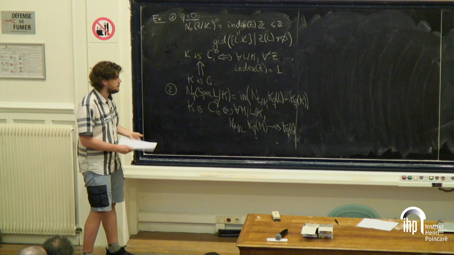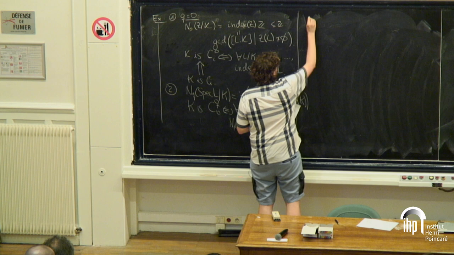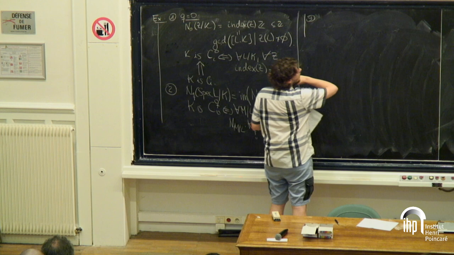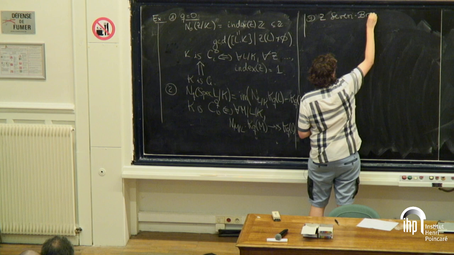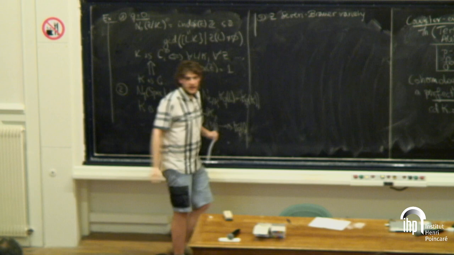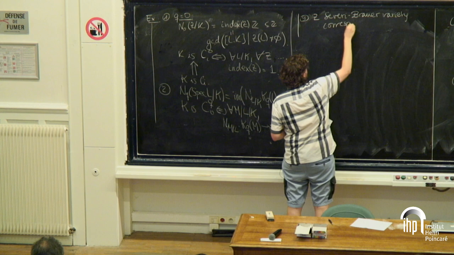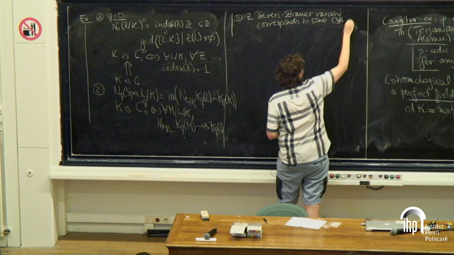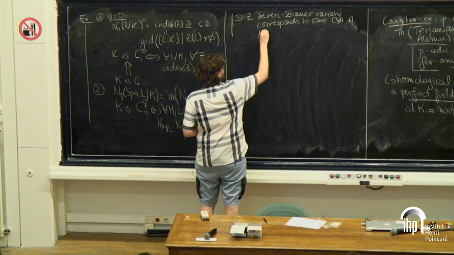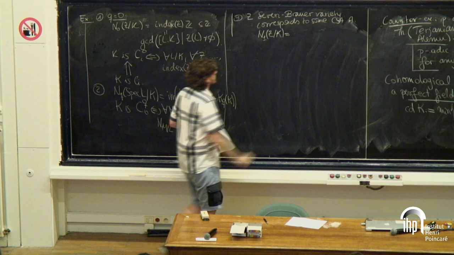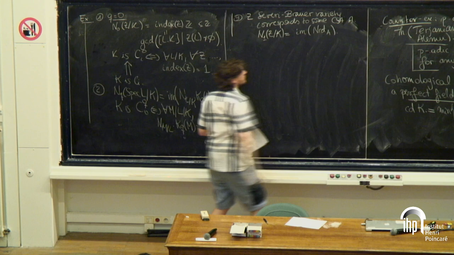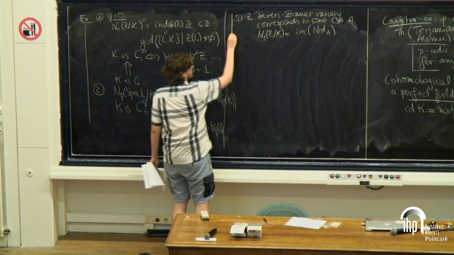I'll give a final third example. Let's say that I take Z a Severi-Brauer variety. Then we know that this Severi-Brauer variety corresponds to some central simple algebra A. And then we can express in a very simple way the N1 of Z over K. The N1 of Z over K is in fact the image of the reduced norm on A. So this is a very explicit way of describing the N1 for a Severi-Brauer variety.